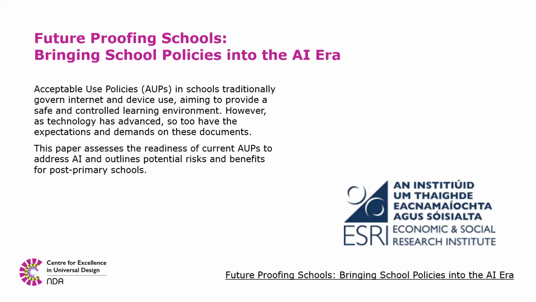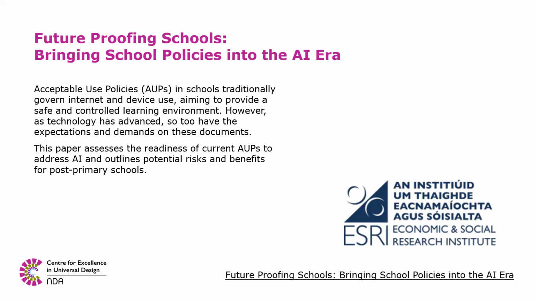So, how might we future-proof learning environments? The Economic and Social Research Institute here explores this in relation to post-primary schools, and they identify the current acceptable use policy, or AUP, documents. These AUPs traditionally cover internet and device use in order to provide a safe and controlled learning environment. However, as technology has advanced, so too have the expectations and demands on these AUP documents.